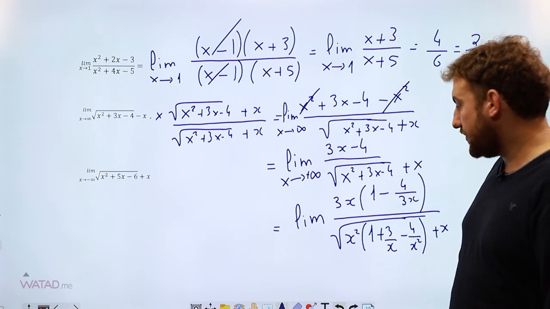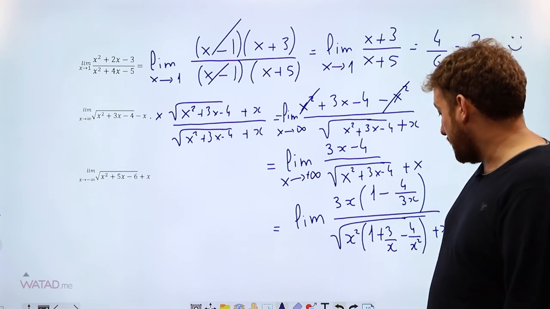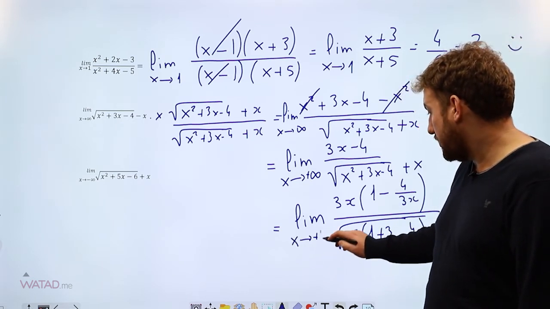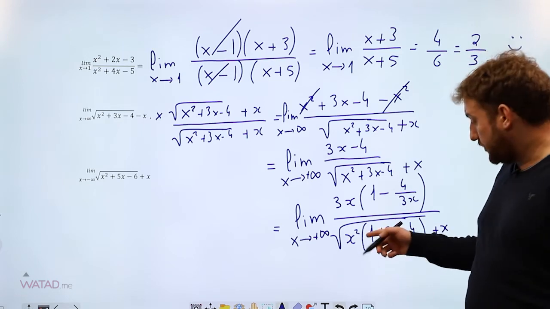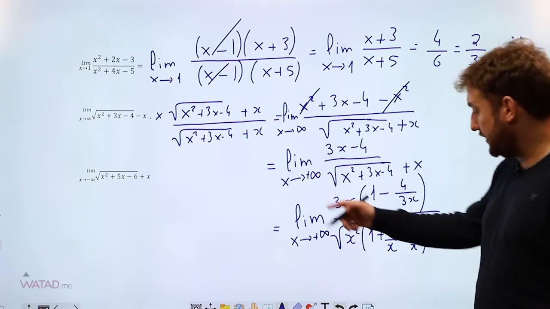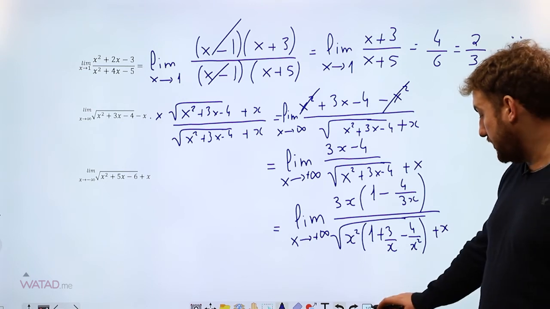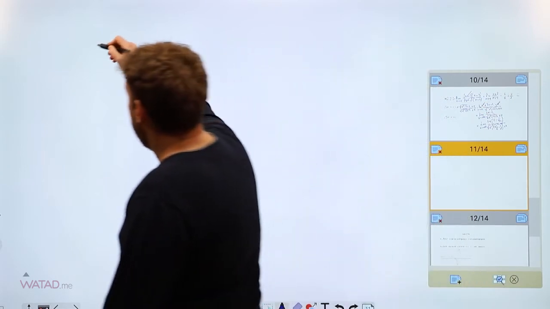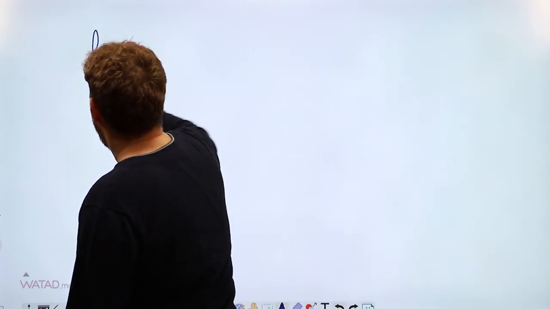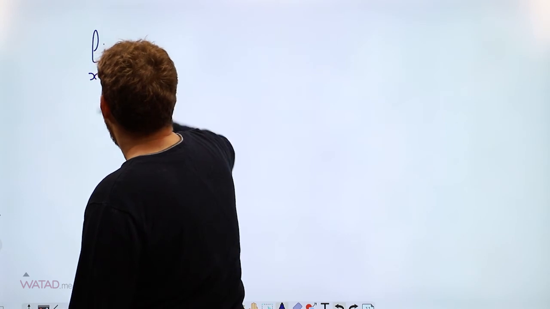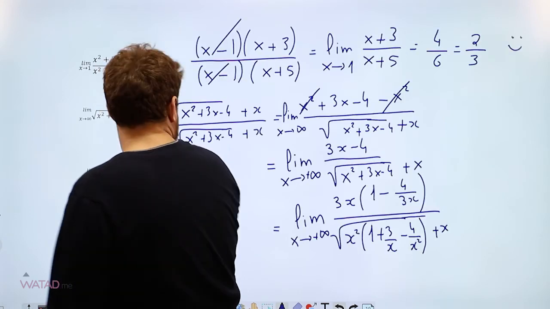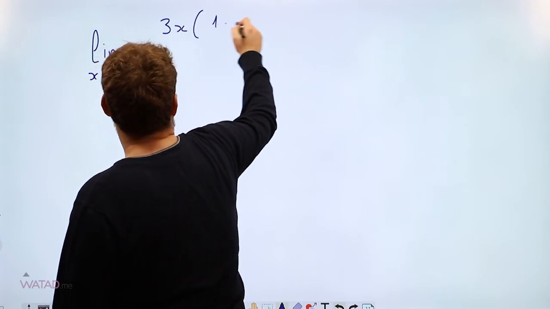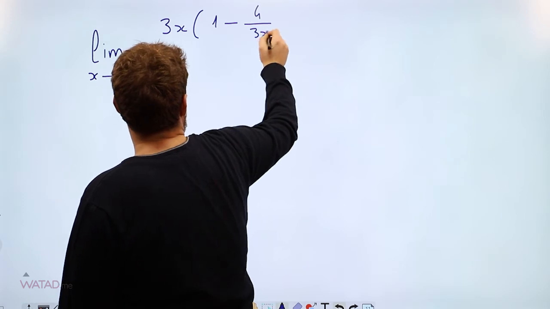So you see that here we're going to have a form that should be factored out. Here the x squared, we should take it to the outside of the radical. So we will have the limit as x goes to infinity. So here we had 3x into 1 minus 4 over 3x.